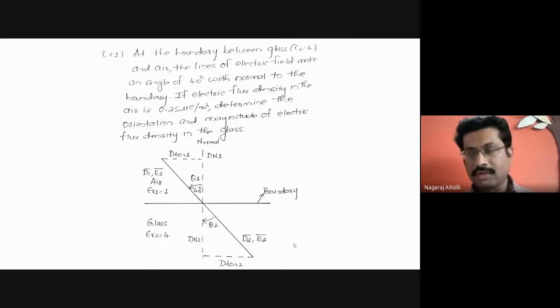Let us solve an example based on what we discussed in the previous class. Note down this example, students. At the boundary between glass, that is epsilon r equal to 4, and air, the lines of electric field make an angle of 40 degrees with the normal to the boundary. If the electric flux density in the air is 0.25 microcoulomb per meter cube, determine the orientation and magnitude of the electric flux density in the glass medium. Note down the example and the figure.